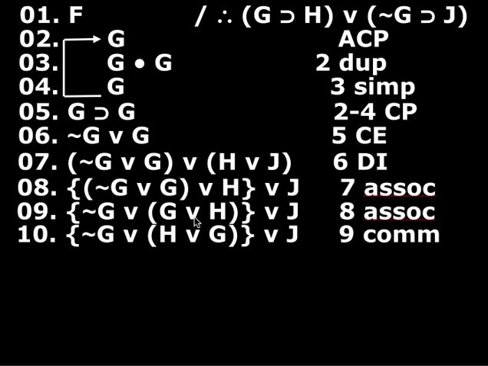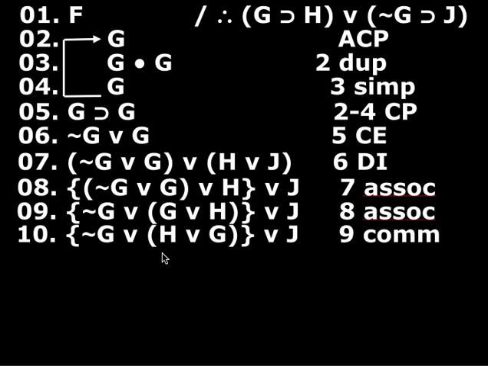Now, I'm going to commute. I'm going to just take this disjunction and flip the order of disjuncts. I'm going to move the H to the left, G to the right. Everything else stays the same. Okay, so now I've got things in the right order. I've got a G, an H, a G, and a J. G, H, G, J. Now what I'm going to do is associate them correctly and then turn everything back into a conditional and hope that it works out. Hope that I get the right negations in the right place, and it will work out.